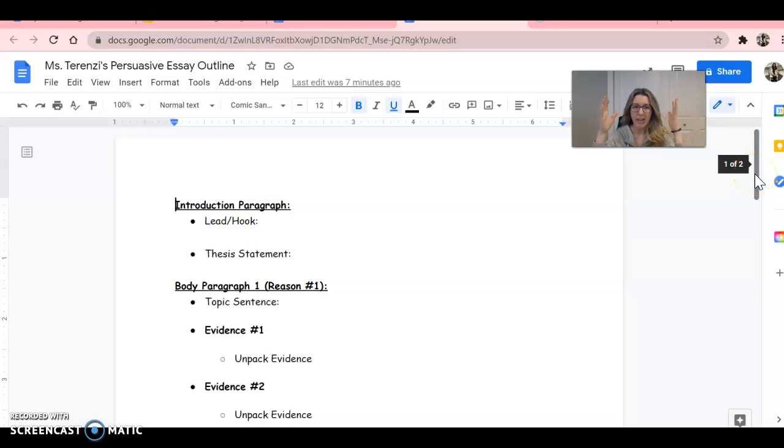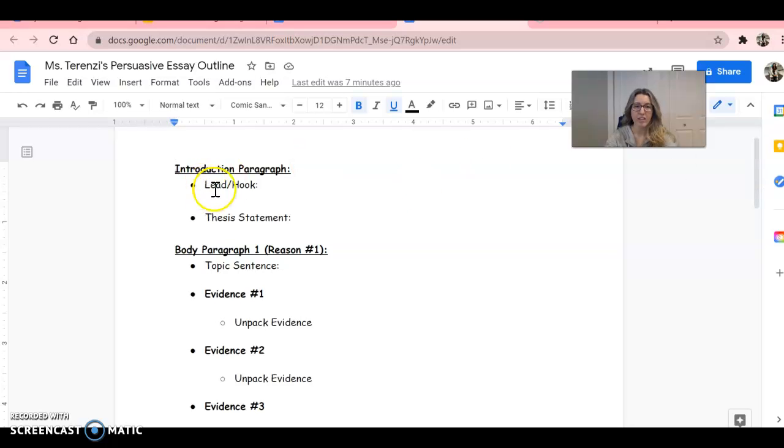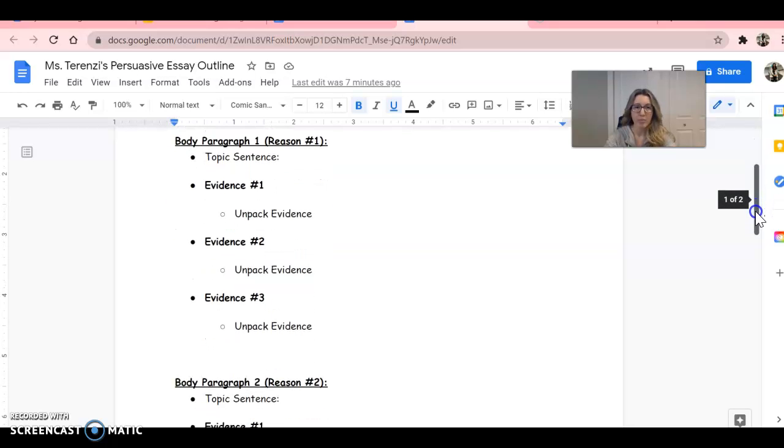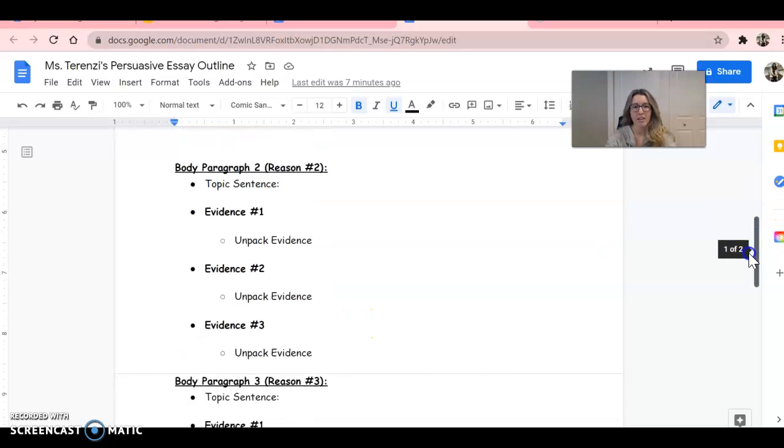Essentially, this is a structure or skeleton of what your paper is going to look like, okay? So your first paragraph is going to be your introduction, of course. You're going to have a lead or a hook, and you are going to have your thesis statement. Remember, that is your claim with your three reasons in one sentence, okay? Then your first body paragraph will be focused on reason number 1 with your topic sentence, evidence, unpack, evidence, unpack, evidence, unpack. Okay, that's your writing to think when I say unpack.